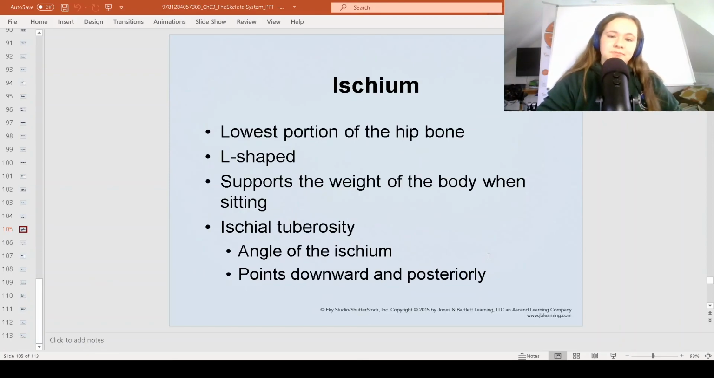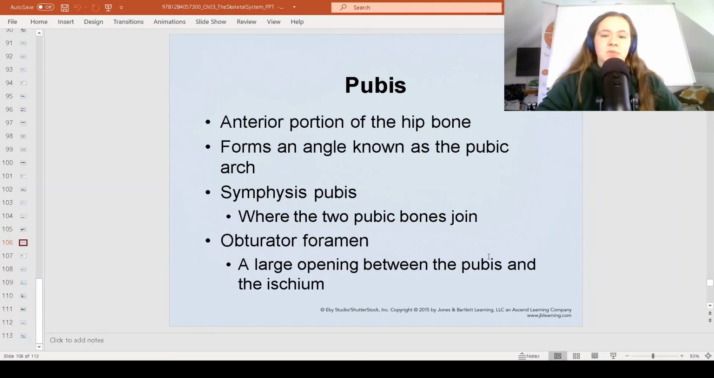There's the ischium. It's like a German word or something. It is the lowest portion of the hip bone, L-shaped, and supports the weight of the body when sitting. The ischial tuberosity is the angle of the ischium, and points downward and posteriorly. The pubis is the anterior portion of the hip bone and forms an angle known as the pubic arch. The pubic symphysis is where the 2 pubic bones join. The obturator foramen is a large opening between the pubis and the ischium.